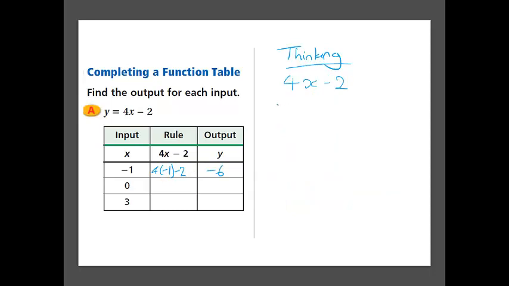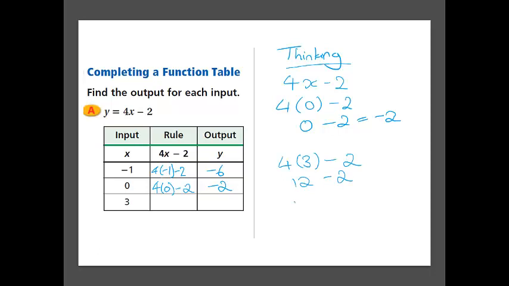So our second one will be 4 times 0 minus 2. 4 times 0 is 0, minus 2. My answer is minus 2. So in my table I write 4 open bracket 0 close bracket minus 2 equals negative 2. And the third one is going to be 4 times 3 minus 2. 4 times 3 is 12, minus 2. 12 minus 2 is 10. So 4 open bracket 3 close bracket minus 2 equals 10. Really straightforward. That's how we do a table.